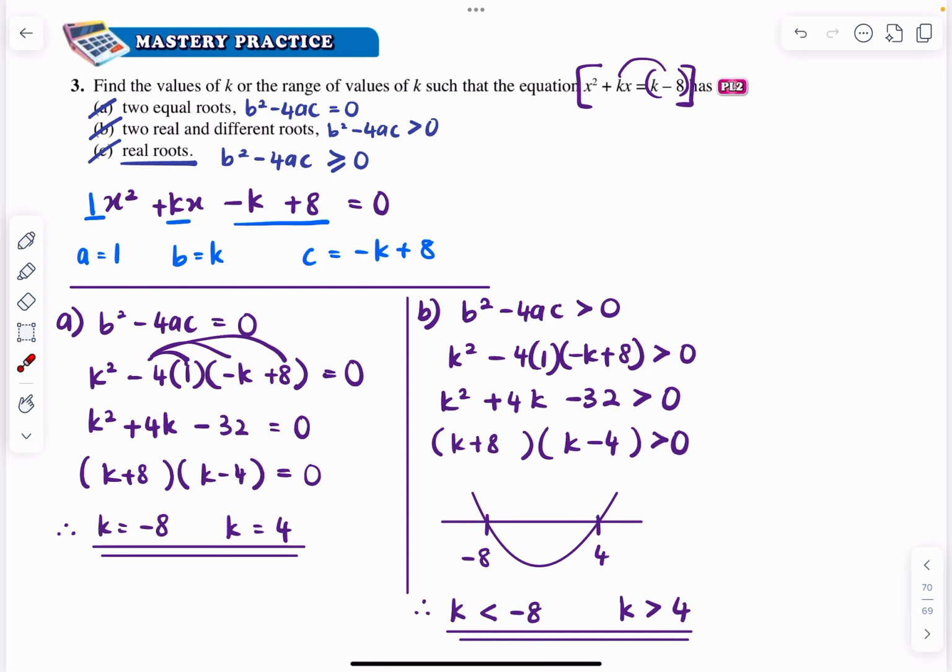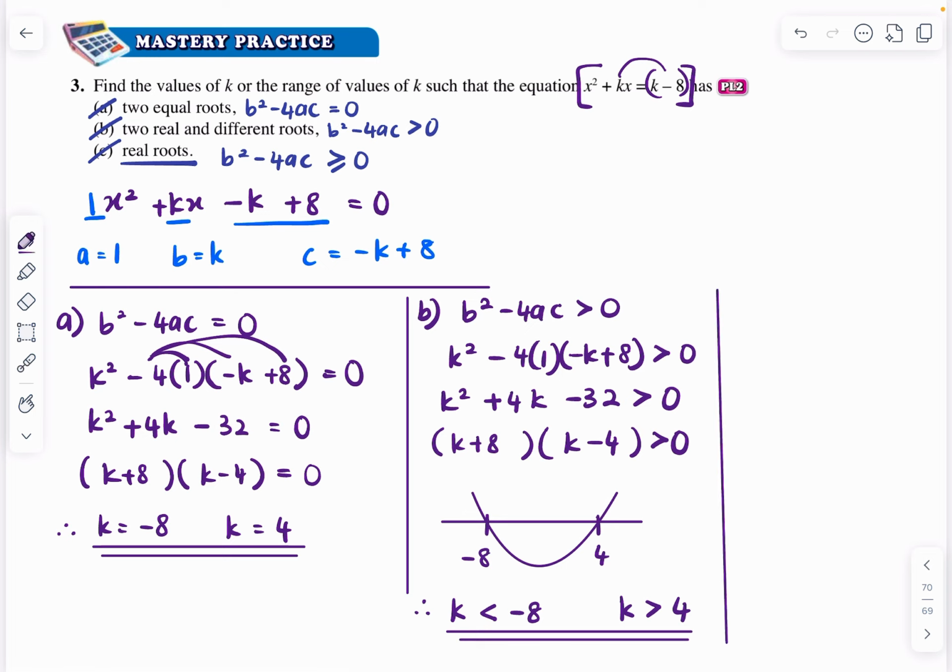If this was less than 0, then our graph exists here, because less than 0 is this part. So our values would be in between. But since now they said more than 0, our graph exists here and here. Here has no graph. So our range of k would be here and here. So it's less than negative 8 and more than 4. Done.